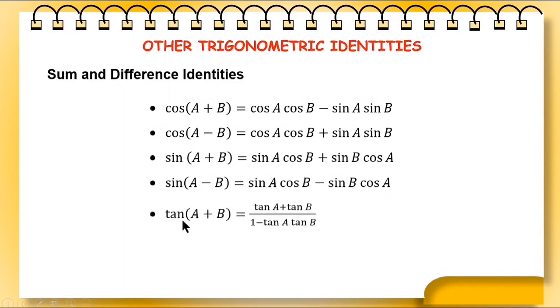Then, tangent of a plus b is equal to tangent a plus tangent b over 1 minus tangent a times tangent b. While tangent of a minus b is equal to tangent a minus tangent b over 1 plus tangent a times tangent b. Pag plus, plus din dito at dito ay minus. At kung minus, minus din dito at plus naman dito. So these are the sum and difference identities. This is also known as the general addition formulas.